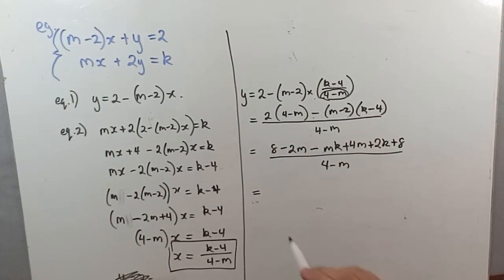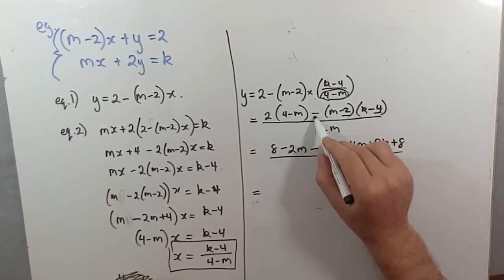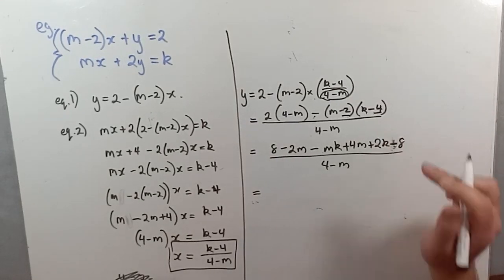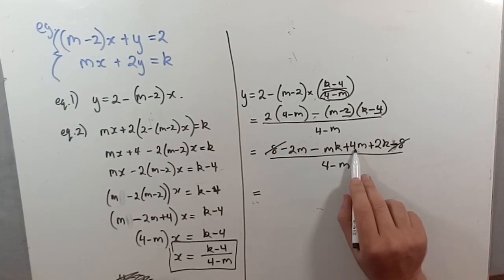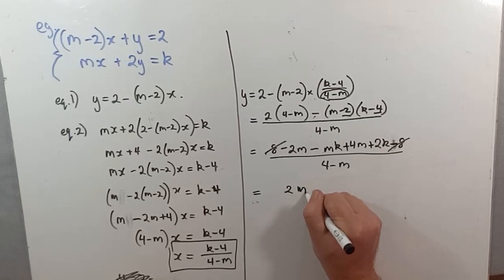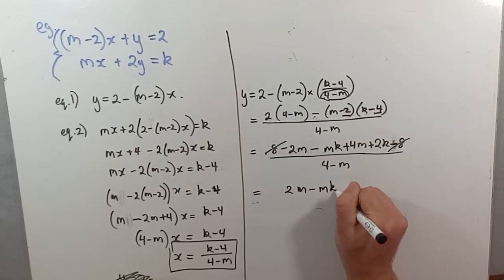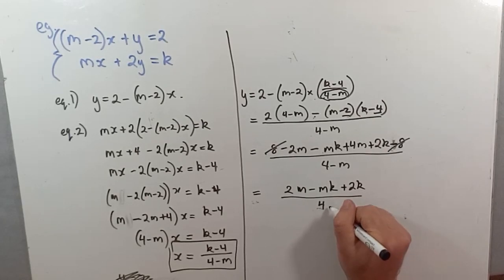What have I got here? Oh no, oops, that's positive 8, but then I've got to swap the sign. Forgot to swap the sign. Hopefully you're yelling at me to get the signs right. Okay, there we go, minus 8. Cancel those out. What else have I got? I've got 2m here. So I've got 2m minus mk plus 2k over 4 minus m.